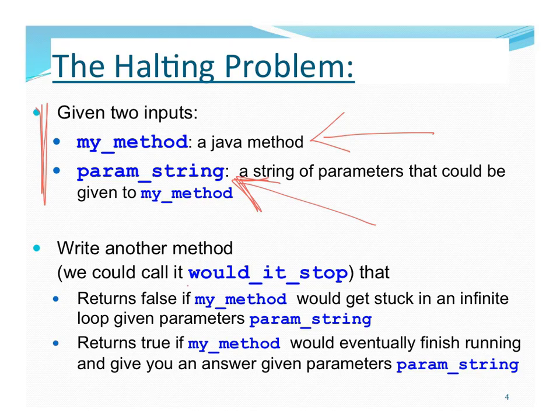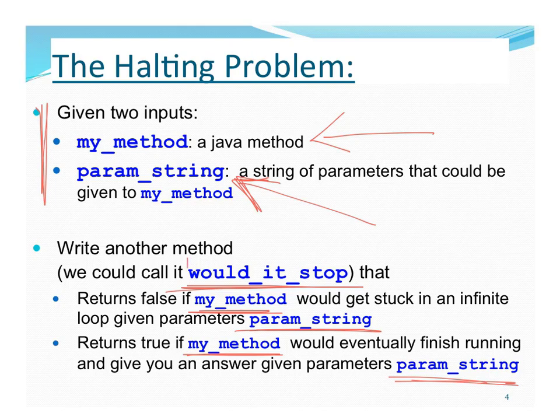And we're going to call that method would-it-stop. And here's what would-it-stop should do. It should return false if my method would get stuck in an infinite loop when given the parameters param string. And it should return true if my method would stop running in a finite amount of time and give you an answer given this parameter string. You with me? So it's definitely a problem, right? It's a yes or no answer. Okay, we're returning true and false, not yes and no, but you're with me here, right?